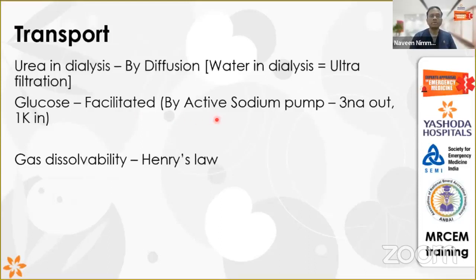The gas dissolvability is going to depend on Henry's law. On the autonomic side, bronchoconstriction is done by the parasympathetic nervous system, which is going to release acetylcholine. Parasympathetic uses acetylcholine for both pre and post ganglionic transmission, whereas for sympathetic, pre ganglionic it is acetylcholine and post ganglionic it is norepinephrine.